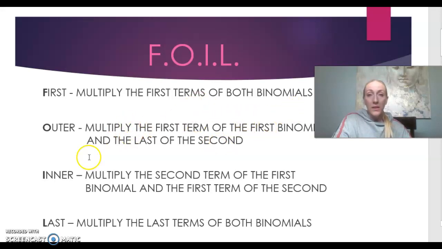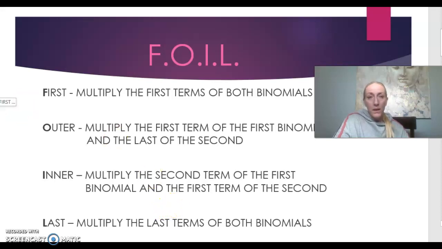The I in FOIL represents the word inner. You're going to multiply the second term of the first binomial and the first term of the second binomial. So it's going to be the two inners that are closest to the two inner parentheses. The L represents the word last. You're going to multiply the last terms of both binomials.